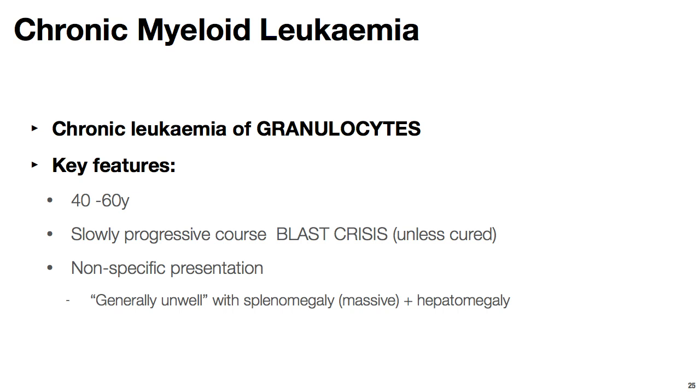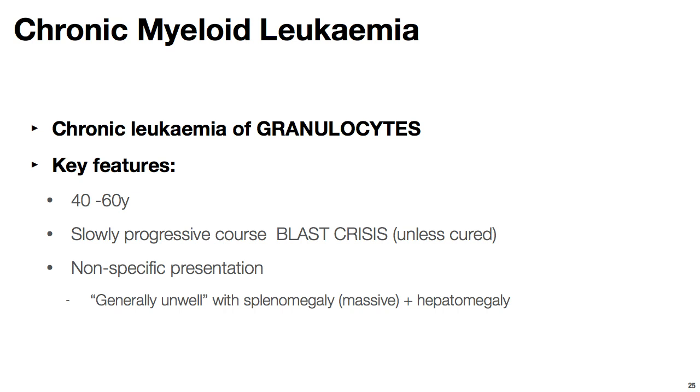So there are three important phases within the natural history. Patients are typically diagnosed in the chronic phase, which lasts from a few months to up to 5 years, and can be controlled very easily with medication. Once this progresses, there is an accelerated phase with an increase in immature cells, up to 30% blast cells, and then finally a transformation to an acute leukemia called the blast phase, where there are more than 30%, and this is usually refractory to treatment.